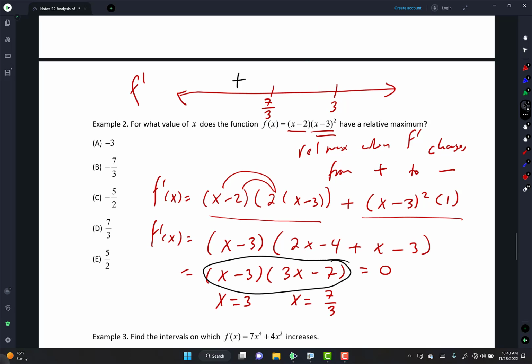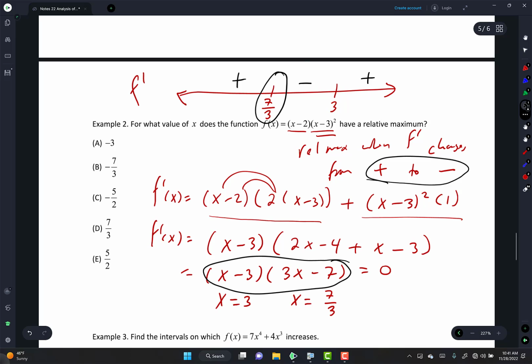2.5 minus 3 is negative. 3 times 2.5 is going to be a bigger number than 7. So what is negative times a positive? Negative, there it is. So there it is at 7/3. Now plug in a number bigger than 3, like 5. 5 minus 3 is positive. 3 times 5 is 15. 15 minus 7 is positive. Positive times a positive is positive. It wants a relative max. That happens when your f prime changes from what to what? Positive to negative, and that happens at 7/3.